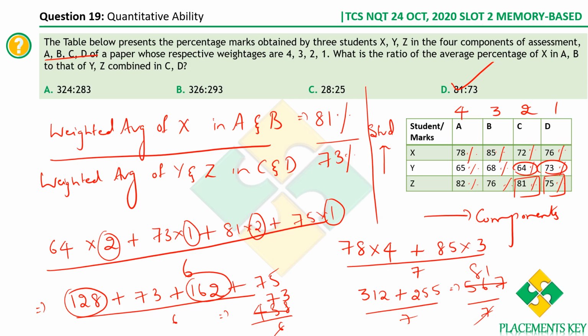Yeah, let me repeat for this alone. Weighted average of Y and Z in C and D. So Y in C plus Y in D. So 64 into 2 plus 73 into 1. Similarly for Z, 81 into 2 plus 75 into 1, divided by, see, we should add all the components' weightages. Yeah, 2 plus 1 plus 2 plus 1, you get 6. So if you compute this, you get the weighted average as 73%. So the answer is 81 is to 73. I hope this is clear.